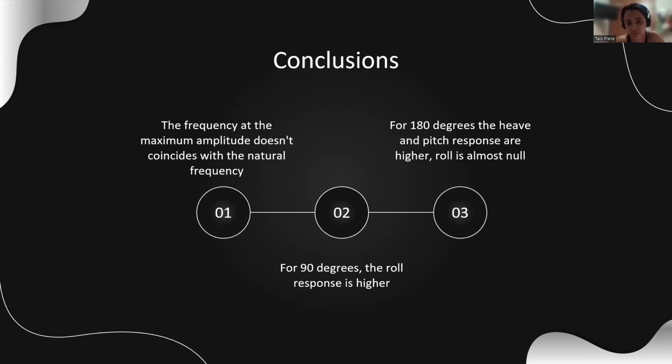And for the 180 degrees, the heave and the pitch correspond to the higher response. We also realized that for the load case condition, the response is higher, with higher values on heave and on the roll. Thanks.